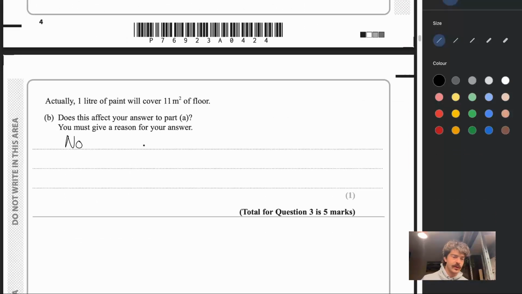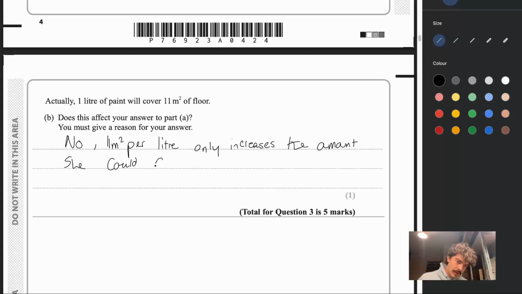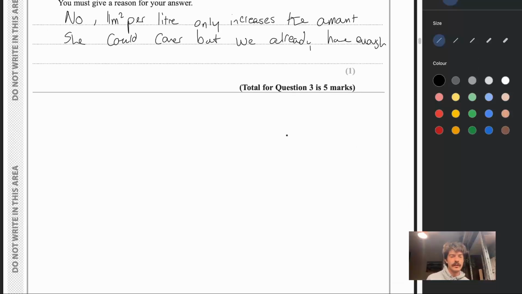You must give a reason for your answer. So no, 11 meters squared per litre only increases the amount she could cover, but we already have enough. Cool. Something like that would be perfect.